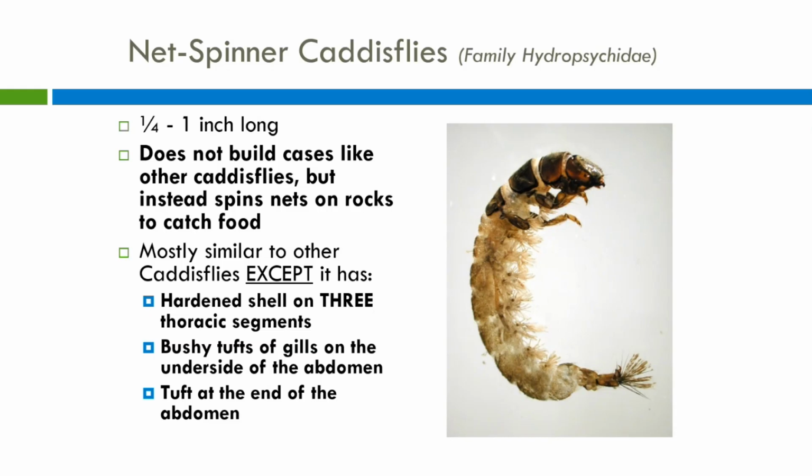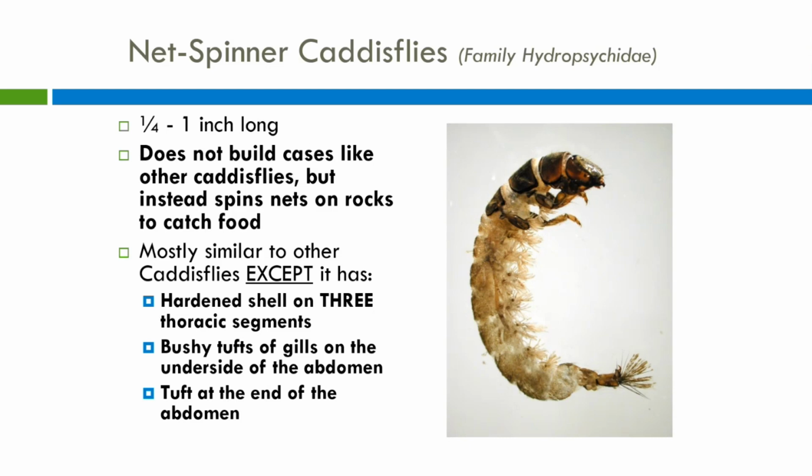So you may remember when we were looking at the caddisflies just now, most of the examples we saw just had one, that first thoracic segment, had that hardened plate. The other two were fleshy. With the net spinning caddisflies, all 3 of those thoracic segments have the hardened plate.